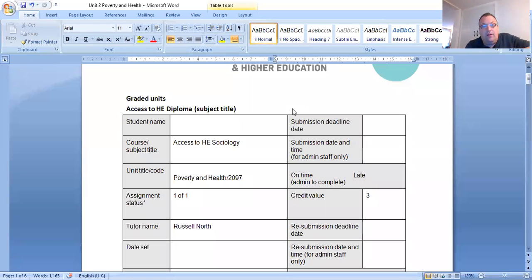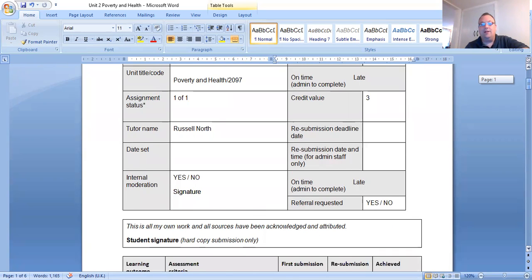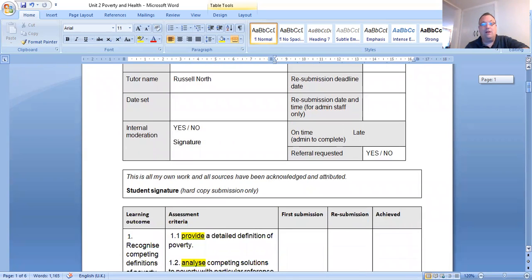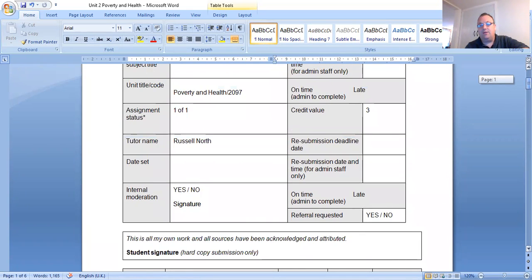Okay, so looking at the second unit and what is needed here, this is a graded unit. It is an academic subject in sociology. We're moving on to the topic of poverty and health. The credit value for this is 3. It is an entire unit in one place. It does not have several assignments. It has different tasks. Just to run through here to make sure we understand.